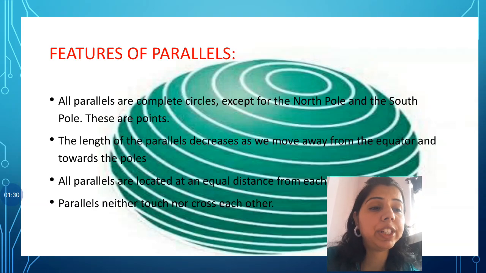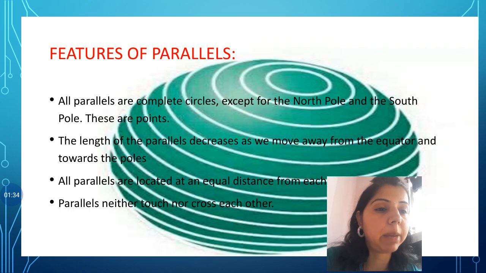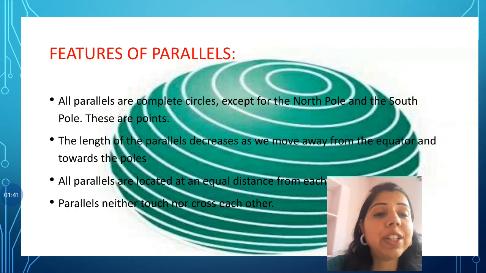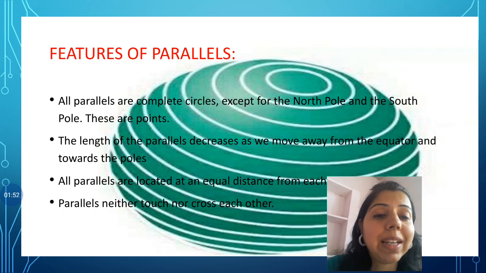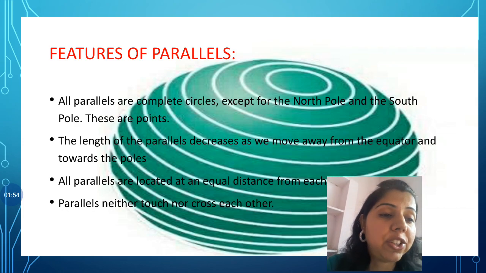Now we will see the features of parallels. All the parallels are complete circles except for the north pole and the south pole because these are points. The length of the parallels decreases as we move away from the equator and towards the poles. This is due to the spherical shape of the earth. All parallels are located at an equal distance from each other. Parallels neither touch nor cross each other.